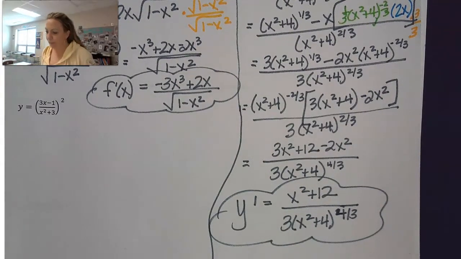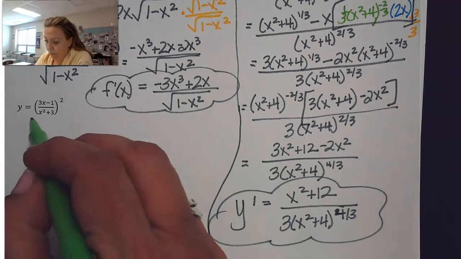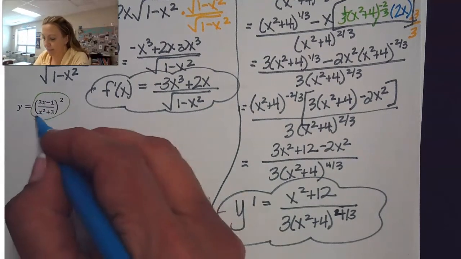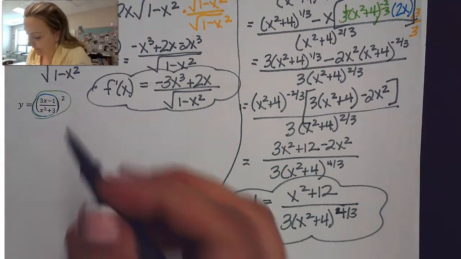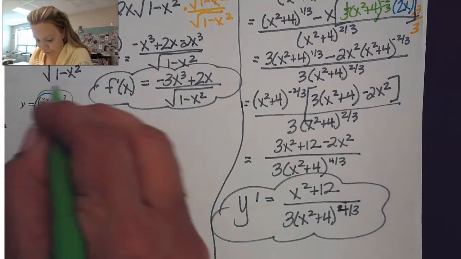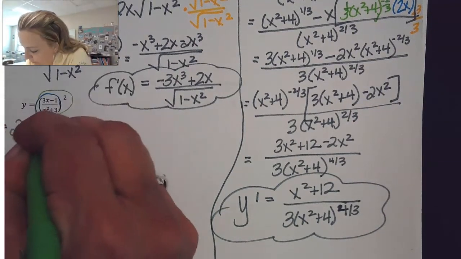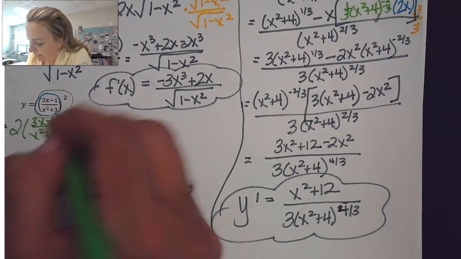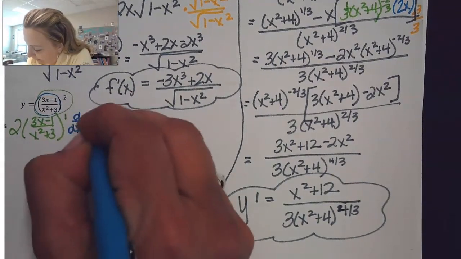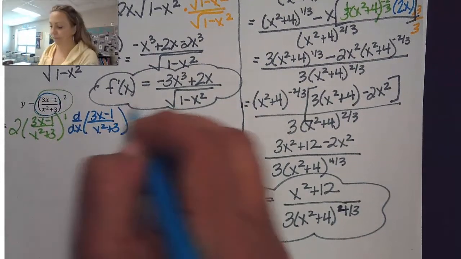y equals 3x minus 1 over x squared plus 3, that quantity squared. Well, there are a couple ways you could think about this. What I'm going to do is think about using the power rule and the quotient rule. So this whole thing is my outside function, and then this part is going to be the inside function. So to find my derivative, my y prime, that means I'm going to take the derivative of the big function. So that's going to be 2 times 3x minus 1 over x squared plus 3 to the first power. But now I want the derivative of 3x minus 1 over x squared plus 3.